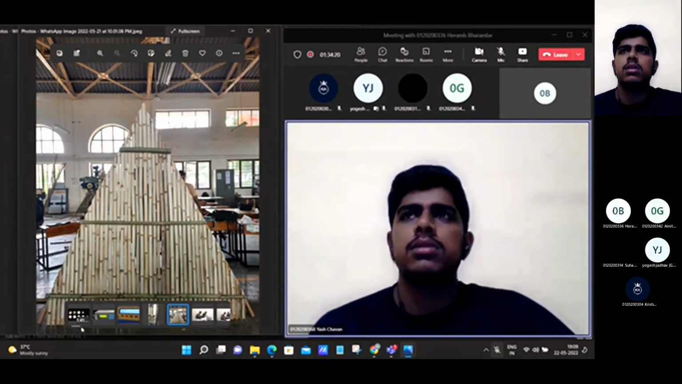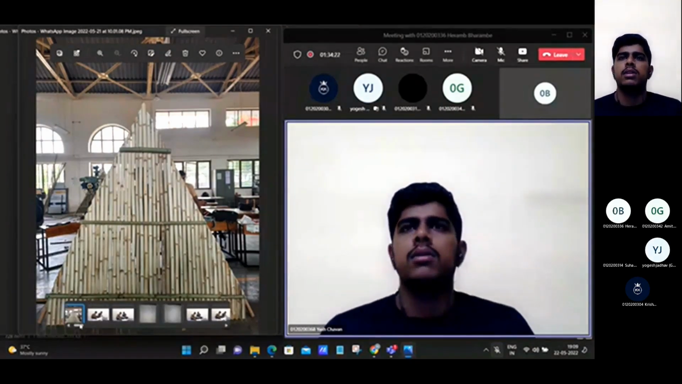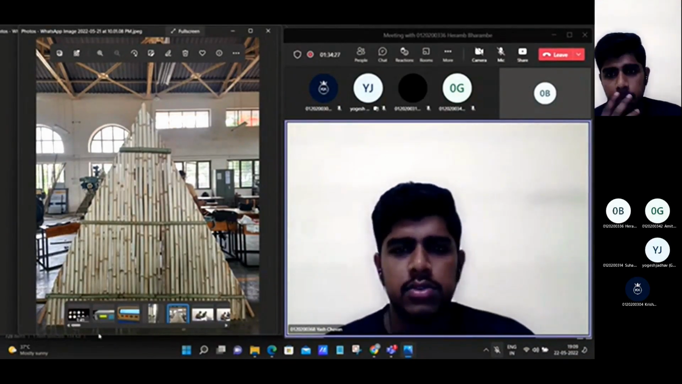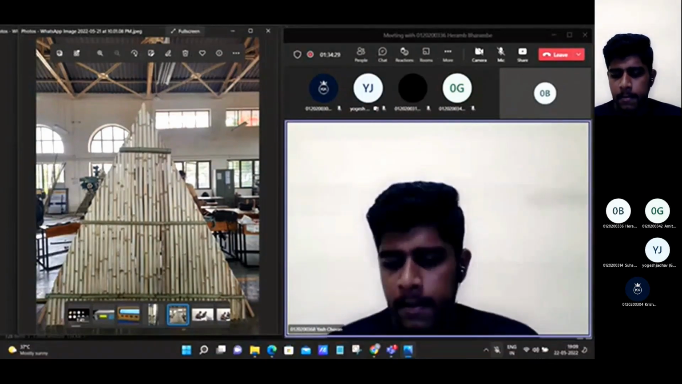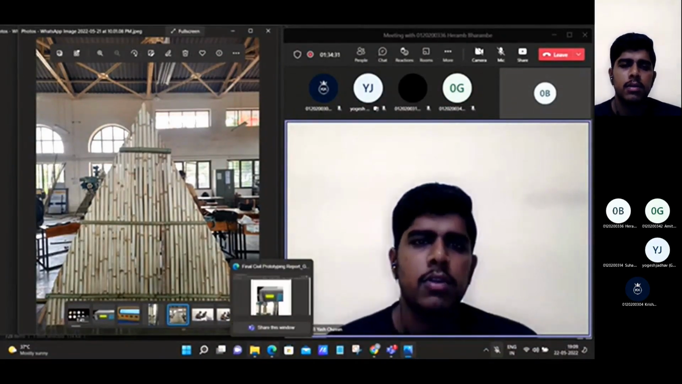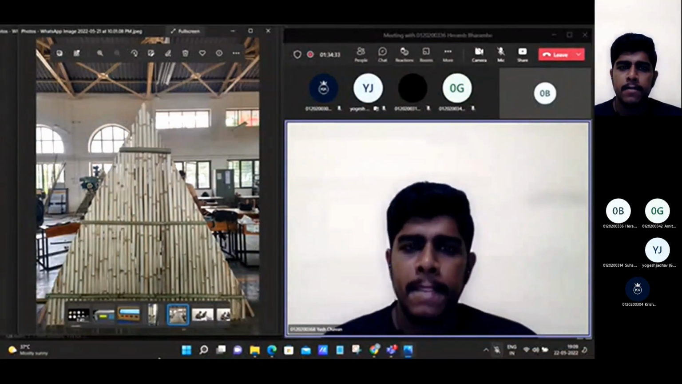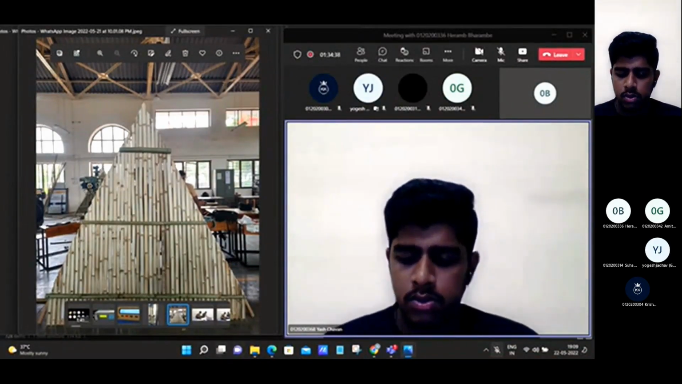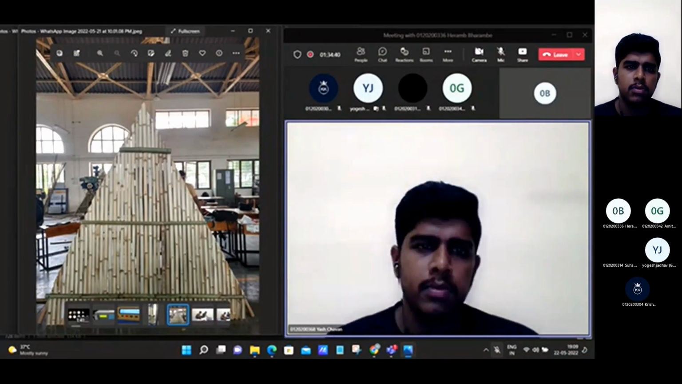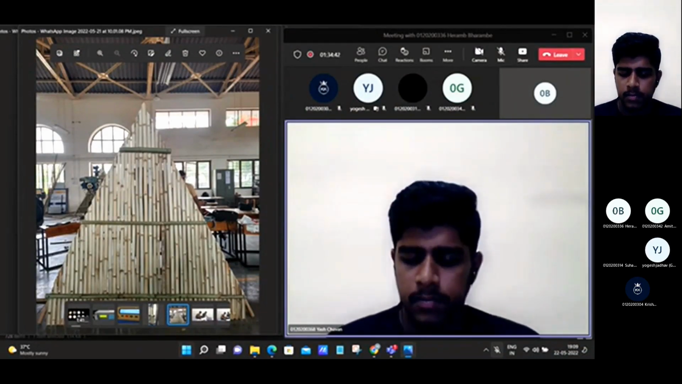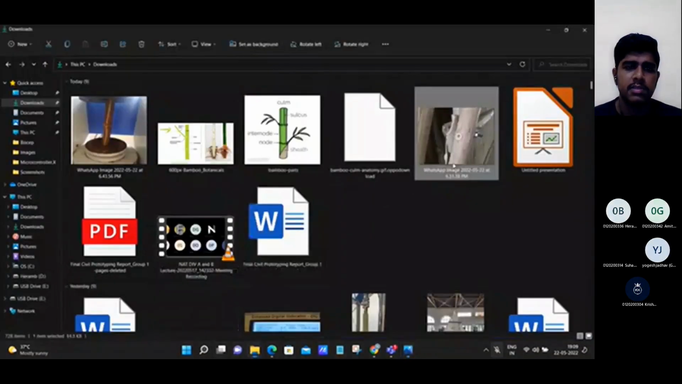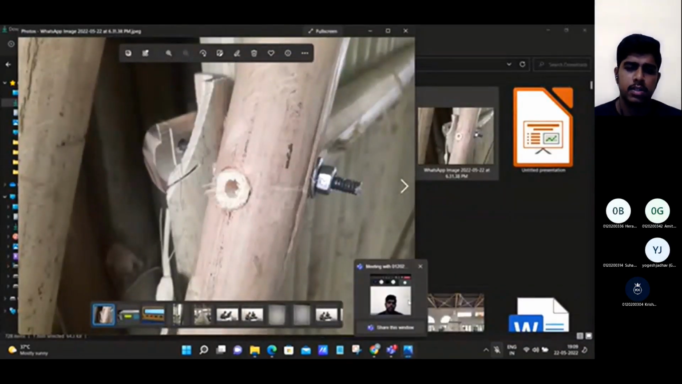And another problem is that it is important for the bamboo to be straight, so we have to find the proper bamboo, and if the bamboo is not straight, then the structure will become weak. So we have to identify the proper bamboo, and it will make our structure stronger. The next part will be explained by Krishna.